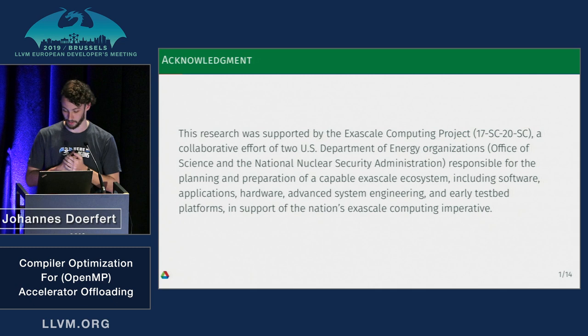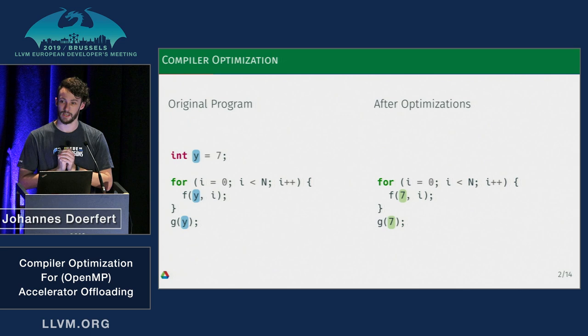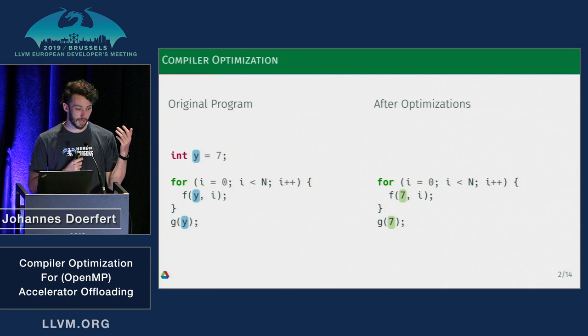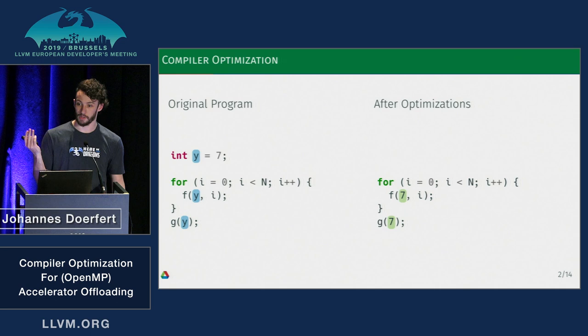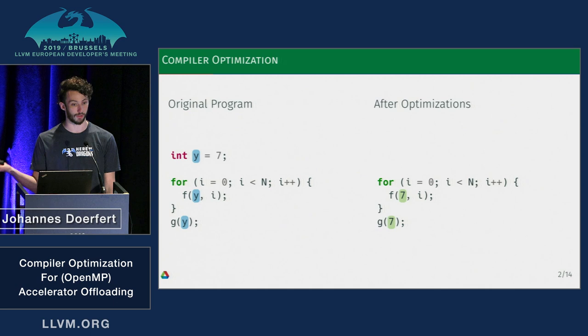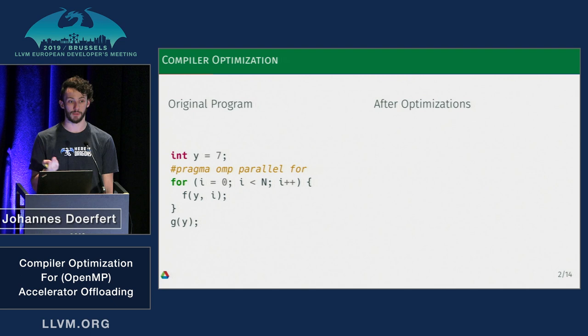So what I looked at initially, and this is a couple of slides I borrowed from a talk I gave last year at the LLVM dev meeting, is that when we think about compiler optimization, we think about something like constant propagation. So we have a variable y that is constant and it's used, and then we expect a compiler to replace all uses with the constant value. So far, so good. Now, people want to parallelize their code because they want performant programs on modern hardware. So they actually parallelize their code.